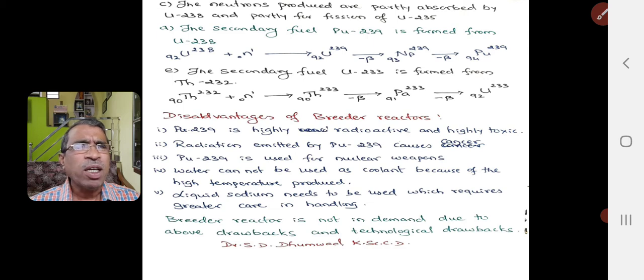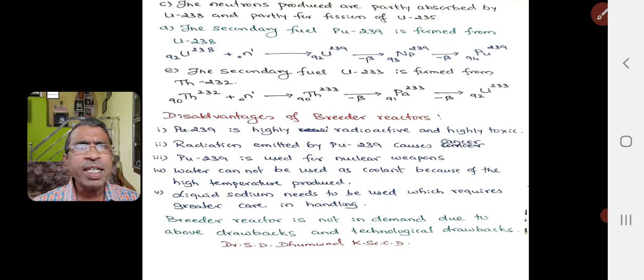thorium-233, which further emits a beta particle to form protactinium-233, which further emits a beta particle to form uranium-233. So these uranium-233 and plutonium-239 are the fissionable materials. Hence the reactors where these are produced are called breeder reactors.